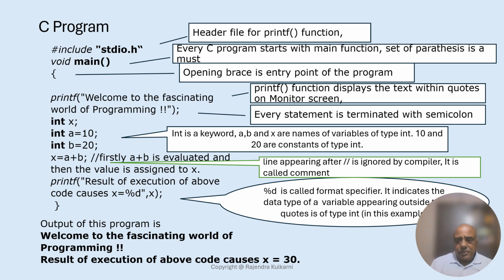You must have observed there is a double slash, after which we have written that a plus b is evaluated first and then the value is assigned to x. Whatever appears in the line after the double slash is ignored by the compiler. It is called a comment.